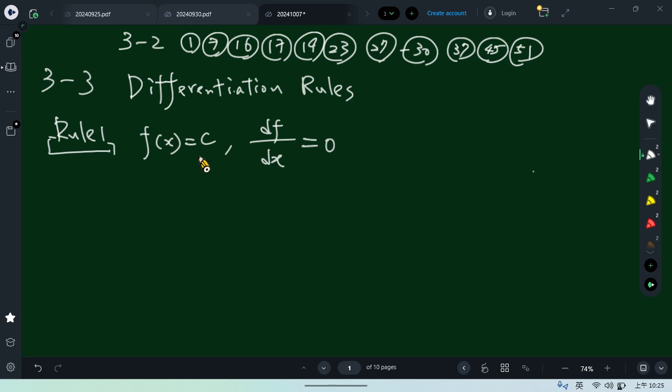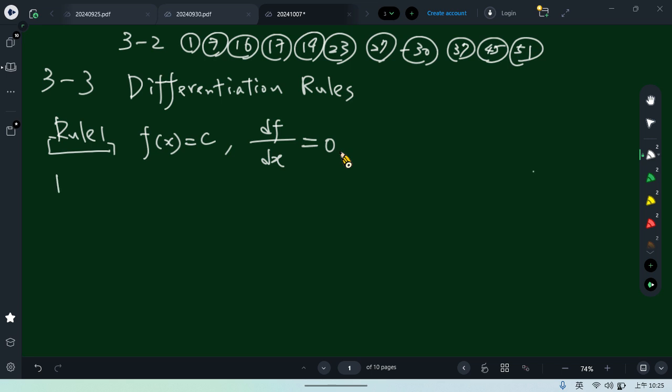So for a constant function, f of x is equal to c. That means the curve will be just like a horizontal line, right? For a horizontal line, what is the slope? 0, right? So no wonder when we differentiate, the result is the same as the slope of the curve. Since it's a horizontal line, the slope will be 0. So it's quite intuitive, right?